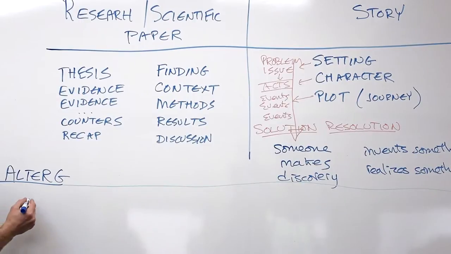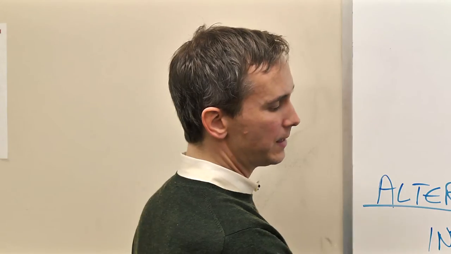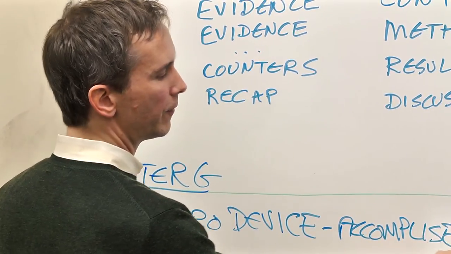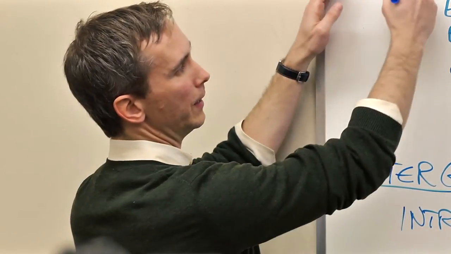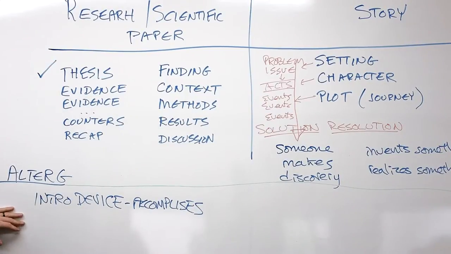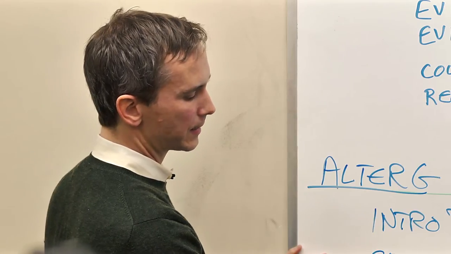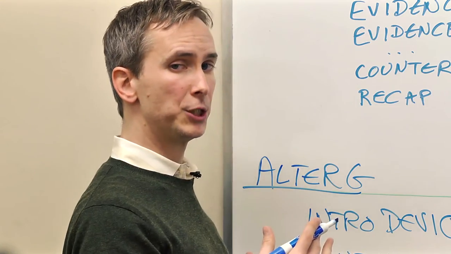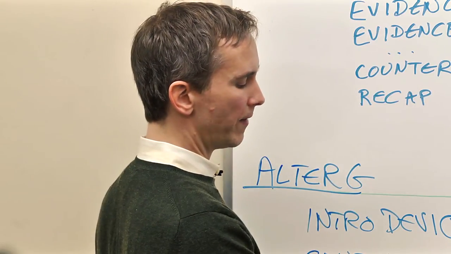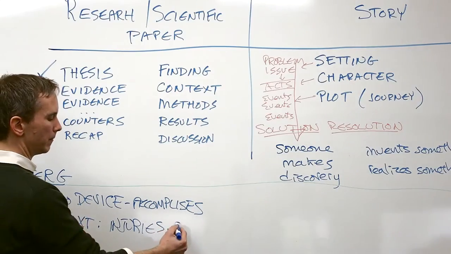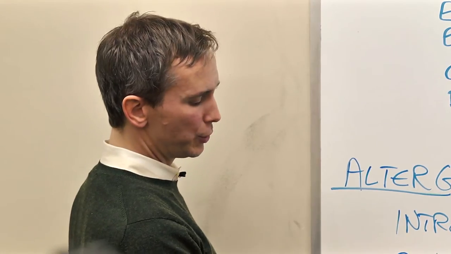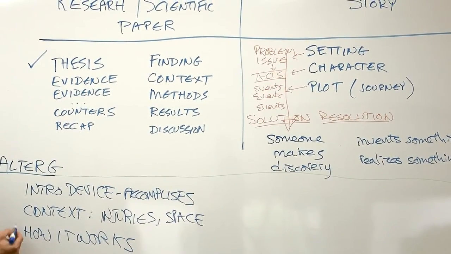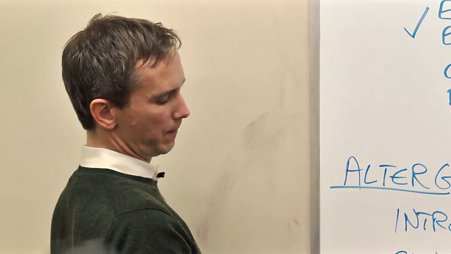The first thing is to introduce the device and what it does, what it accomplishes. This is essentially a version of your thesis or your finding. The second thing that you're probably going to do is give the context of why this is important, which would be maybe some explanation of people who have injuries or its application in space. The next thing you're going to do is to describe how it works. So the how it works is really functioning as your evidence here.